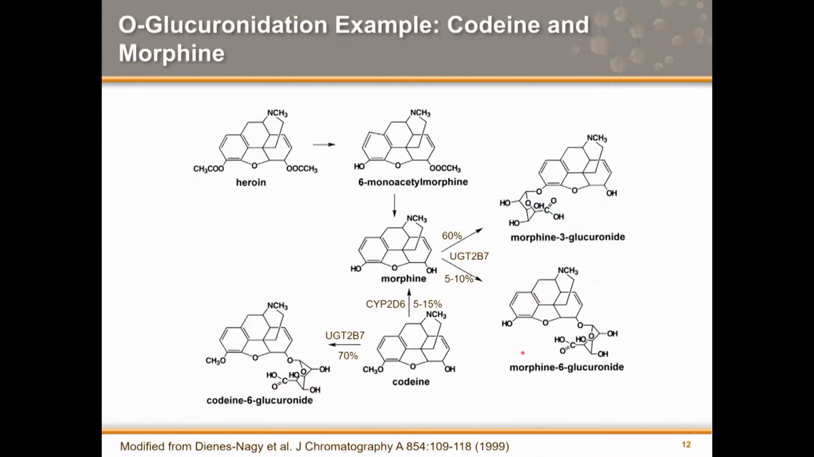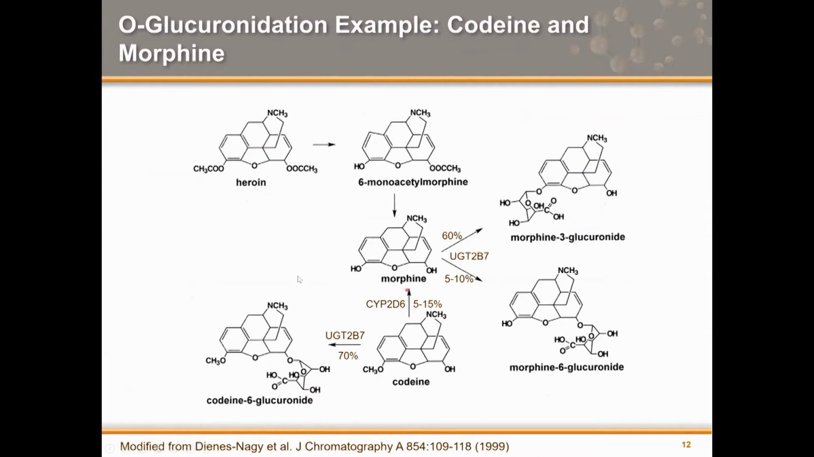Here's an example of the most common glucuronidation, which is glucuronidation of oxygen groups. And this is an example with codeine and morphine. So codeine, shown down here, can actually be directly glucuronidated by UGT2B7 to the codeine 6 glucuronide metabolite. It is also, in a minor pathway, a phase 1 reaction catalyzed by CYP2D6, converted to morphine, which is highly responsible for the analgesic effect of codeine.